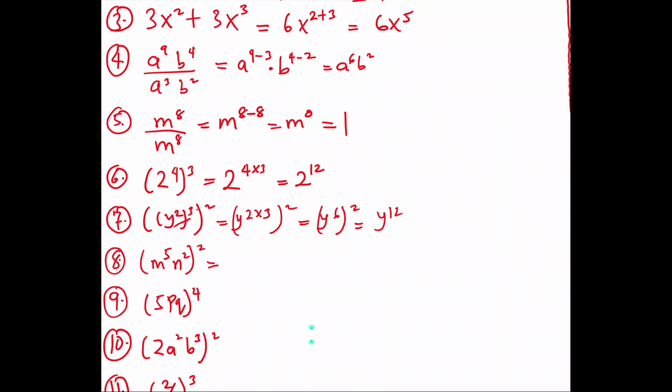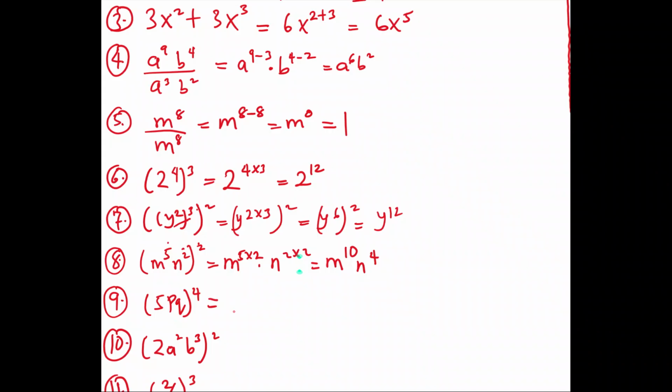And number 8, we have m raised to power 5 n squared all squared. So we will distribute 2 to multiply 5 and 2 to multiply 2. So that will be m raised to power 5 times 2 dot n raised to power 2 times 2. So that will be m raised to power 10 and n raised to power 4.